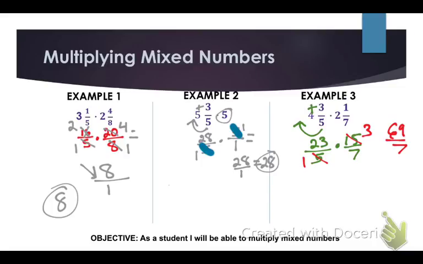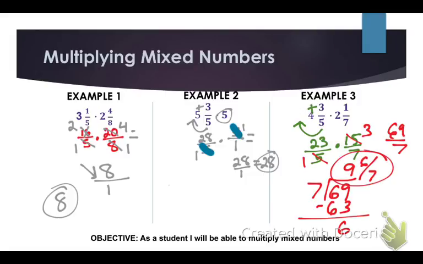And we need to go ahead and divide that because it's an improper fraction. We can never leave a number improper or unsimplified, so let's do that. So 69 divided by 7. It's going to go in 9 times. 9 times 7 is 63. We're going to have 6 left over. That becomes our numerator. So it's going to be 9 and 6/7. And that is our answer. 9 and 6/7. Make sure you circle it, and you're done.